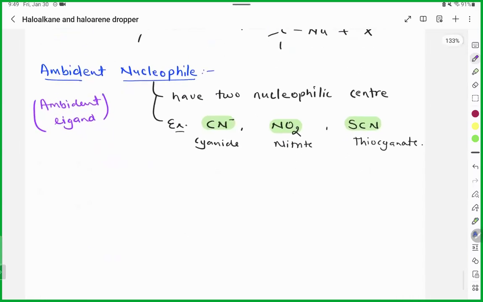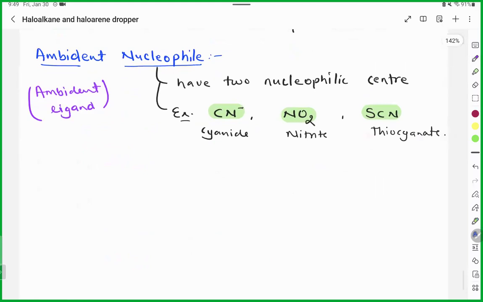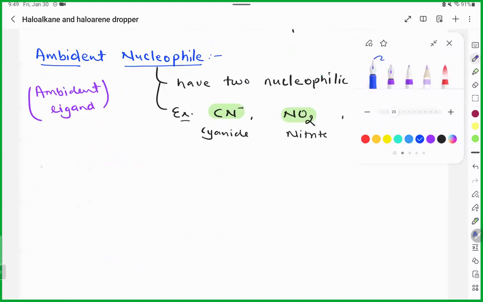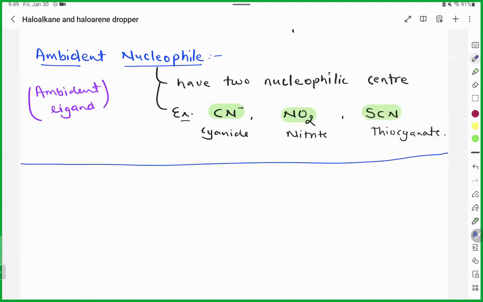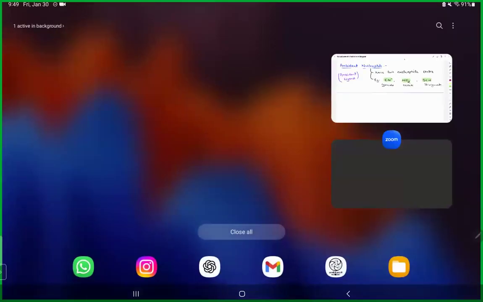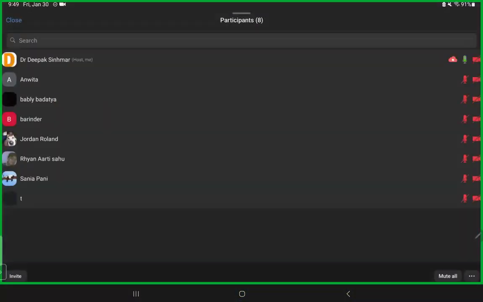Everybody is done with the writing part of this portion? Yes, sir. If it is, then we have the most popular topic of this chapter, nucleophilic substitution reaction, SN1 and SN2. Jordan, Sarah is there. So I'll call her. Just call her.